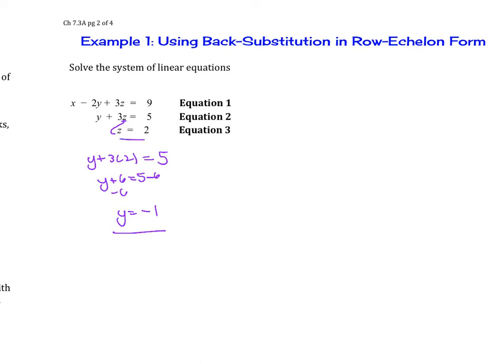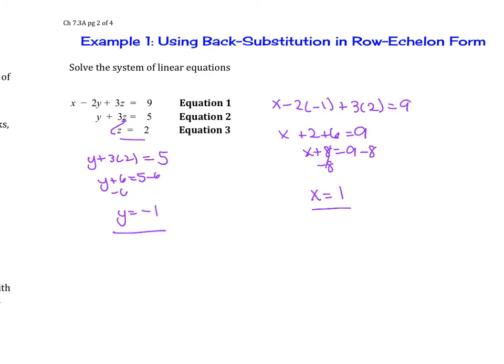Then we know what z is, we know what y is, so we're going to plug it into equation 1. So x minus 2 times -1 plus 3 times z, which is 2, equals 9, and solve for x. So x plus 2 plus 6 equals 9. So x plus 8 equals 9. Subtract 8 from both sides. So we find that x equals 1. Now we need to write it as an ordered triple. Of course, x comes first, then y, and then z. So this is (1, -1, 2).